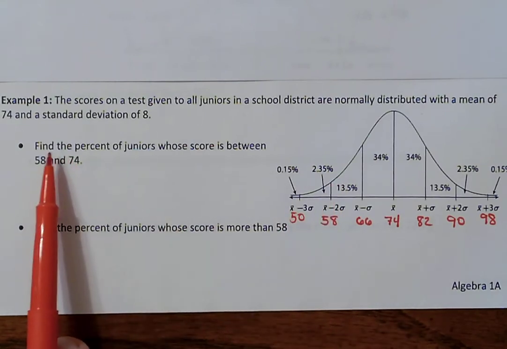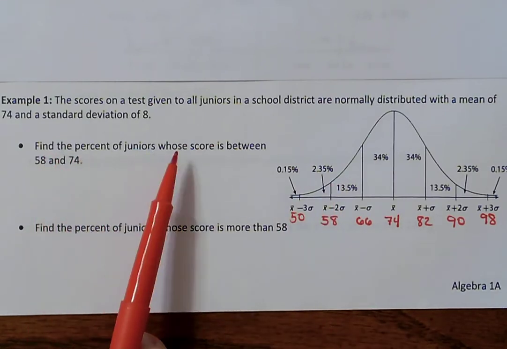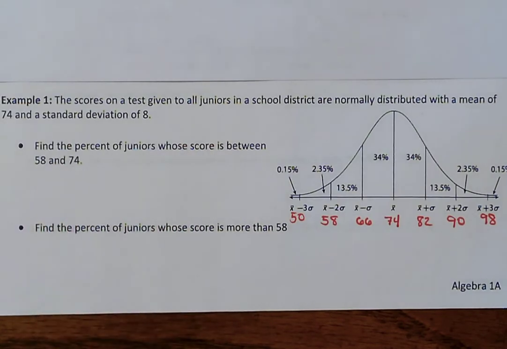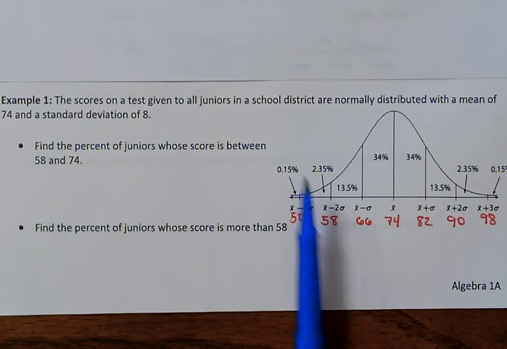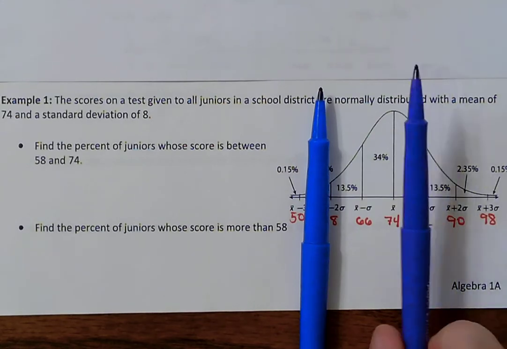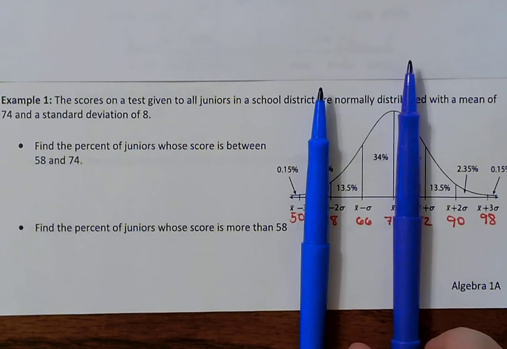So for this one, it talks about find the percent of juniors whose score is between 58 and 74. So what we are going to do for this is we're going to go to 58. So that's going to be our first spot. And then 74. So between 58 and 74. So that's going to be between these two pens. And we need to figure out the percent of juniors whose score is between 58 and 74.